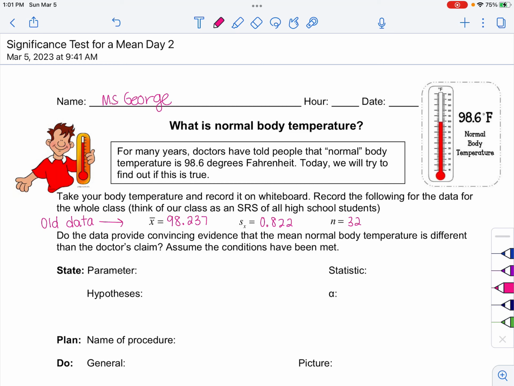In today's video, we're going to be going over a significance test for a mean. We're just going over a second worksheet of practice, going through the four-step process, now fully: state, plan, do, conclude.